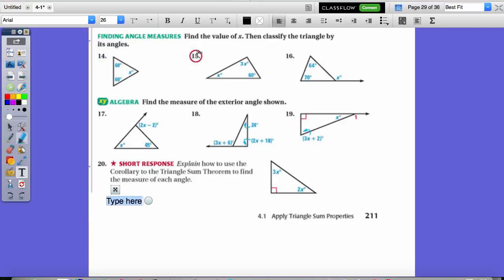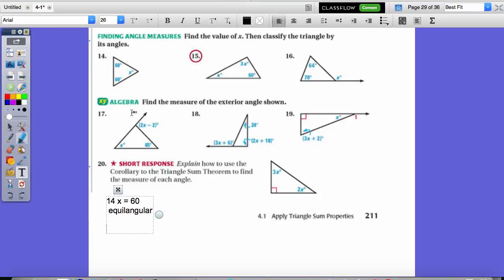I'll just type. So find the value of x, then classify the triangle by its angles. And it looks to me, it's a little difficult to see that that's 60, 60. They have to add up to 180. So right away, 180 divided by 3 is 60. So for number 14, x is equal to 60. And since they're all 60 degrees, it's an equilateral triangle. Technically, if we're classifying it by angles, it's equiangular. But in triangles, when it's equiangular, it's also equilateral.